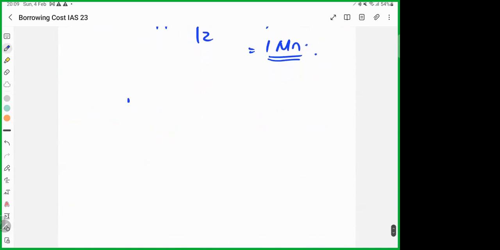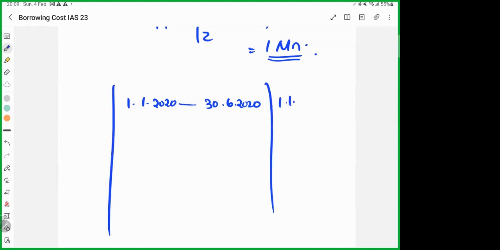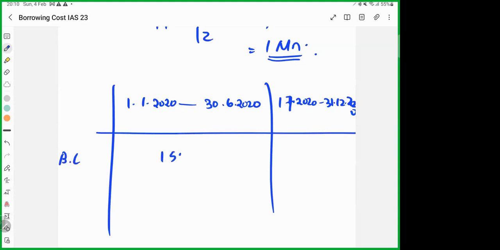See, 1 January 2020 to 30 June 2020. 1 July 2020 to 31st December 2020. You have borrowing cost 1.5 million and here also 1.5 million. This will go to P&L and this will go to balance sheet as capitalization minus interest income.